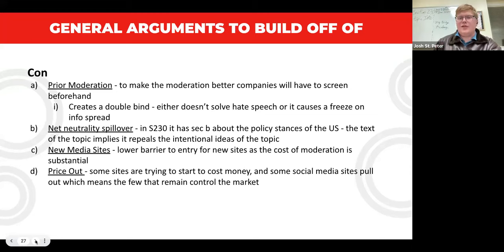So the price out argument would be that some sites are trying to cost money, and if some sites pull out, that means the sites that are left have more ability to control the market they're left with. So in many ways, it's almost like a reverse consolidation argument, but on the con. A lot of the arguments on this topic work on both sides, which is such a cool part about debate, because the same argument can flow either way, as long as you understand how the links and internal links are flowing, making sure that you're attacking the specific argument made instead of the broad ideas.